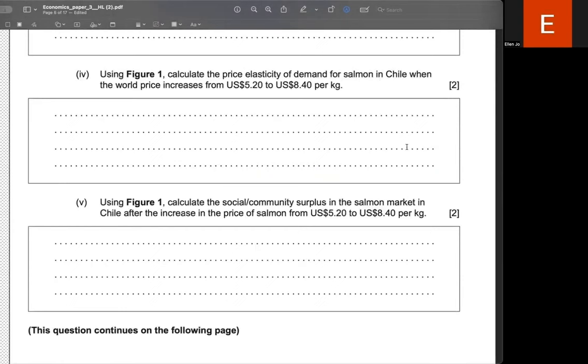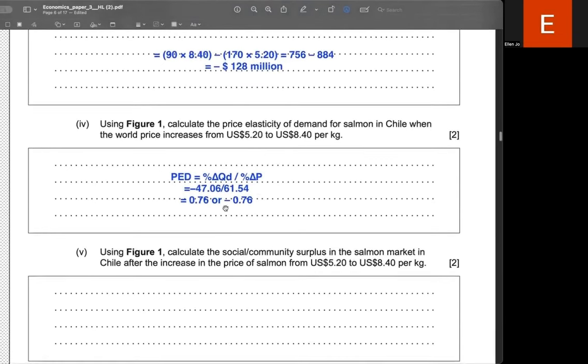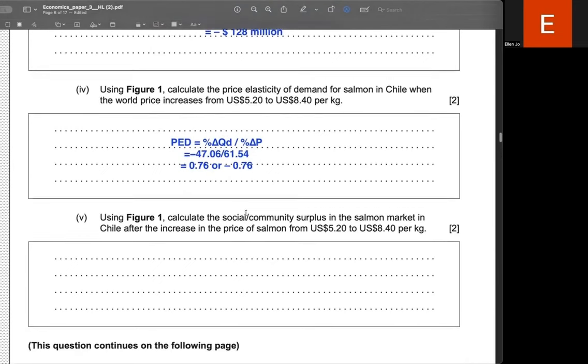Next, using figure 1, calculate the price elasticity of demand for salmon in Chile when the world price increases from 5.20 to 8.40 per kilogram. For PED calculation, we should know the percentage changes of price and percentage change of quantities. So considering the information that we have, we can transform them as percentage changes, and the PED is this one.